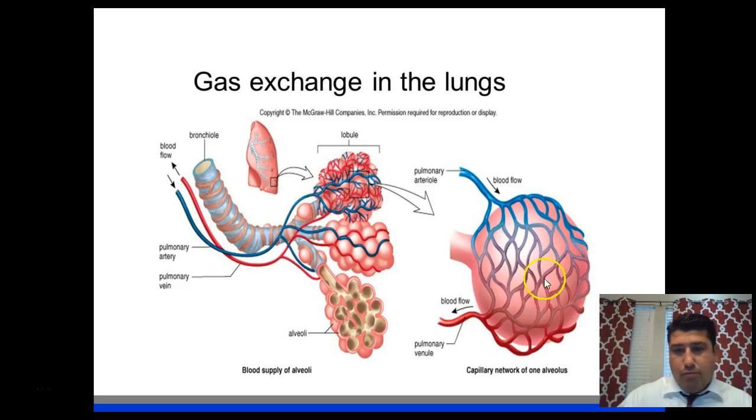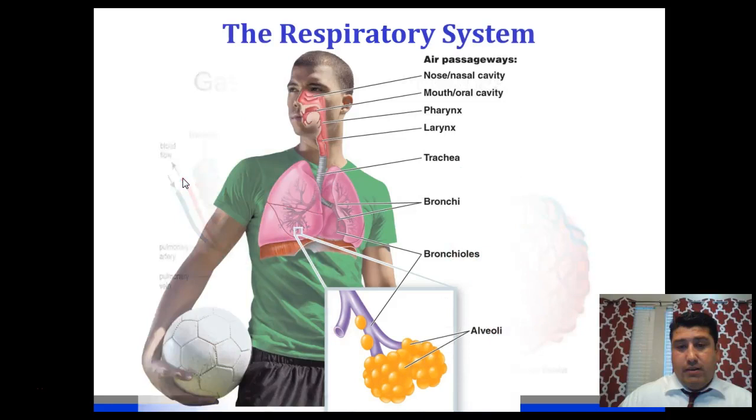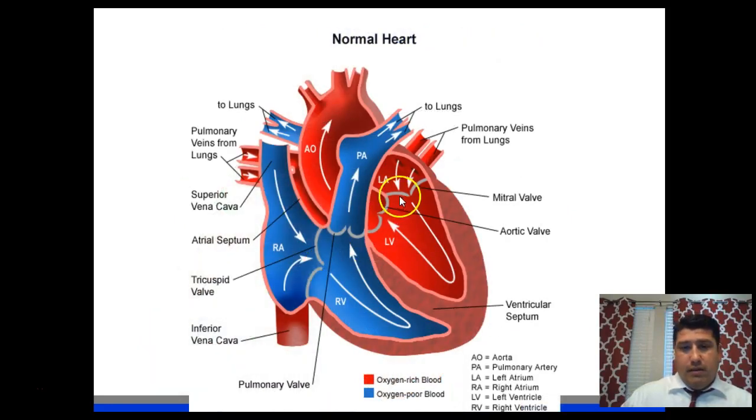That's the red representation. All these capillaries converge to form the pulmonary venules, and the venules form the pulmonary vein, and that pulmonary vein then goes back to the heart and delivers the oxygenated blood to the left atrium. So the whole cycle happens again, and it just keeps going on and on and on.